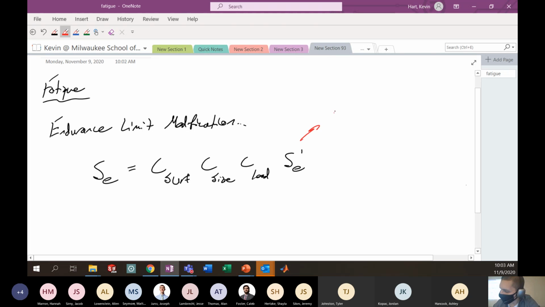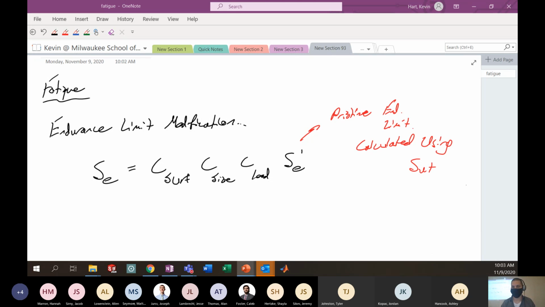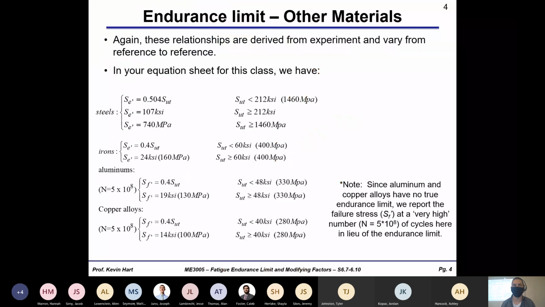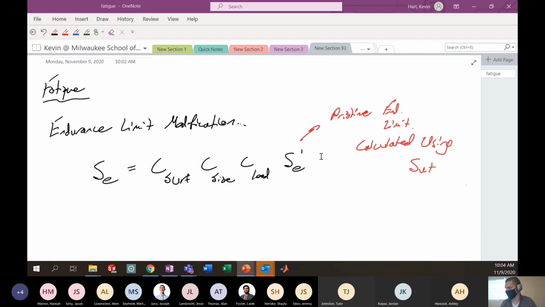So remember this SE prime limit, this is the pristine endurance limit, and this is obtained from the RR Moore high-speed test and can be calculated using the ultimate tensile strength. All right, so just a reminder of what that looks like. We have this chart in your equation sheet that tells you how to calculate the pristine endurance limit given various ultimate tensile strengths of certain materials. Remember, this is all based on experiment, so it's all empirical. But this is on your equation sheet, okay?